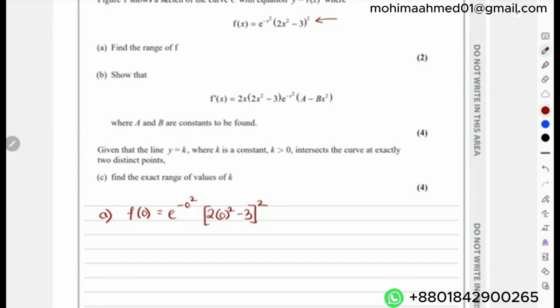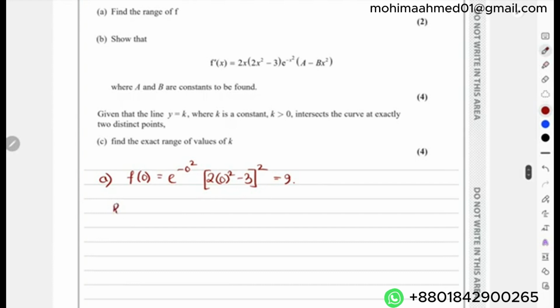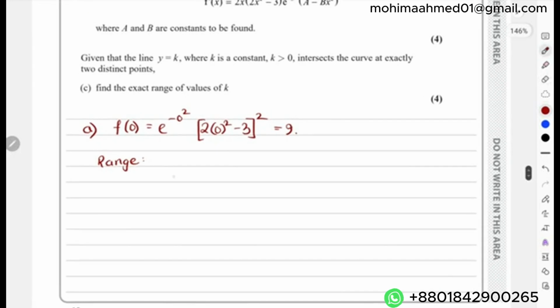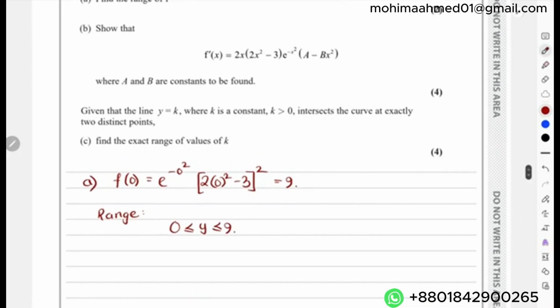Okay, so you get exponential minus 0 square with 2 times 0 square minus 3 square. Finally, you get 9 over here. So the range in that case would be 0 less than or equal to y less than or equal to 9. Okay, so that is it.